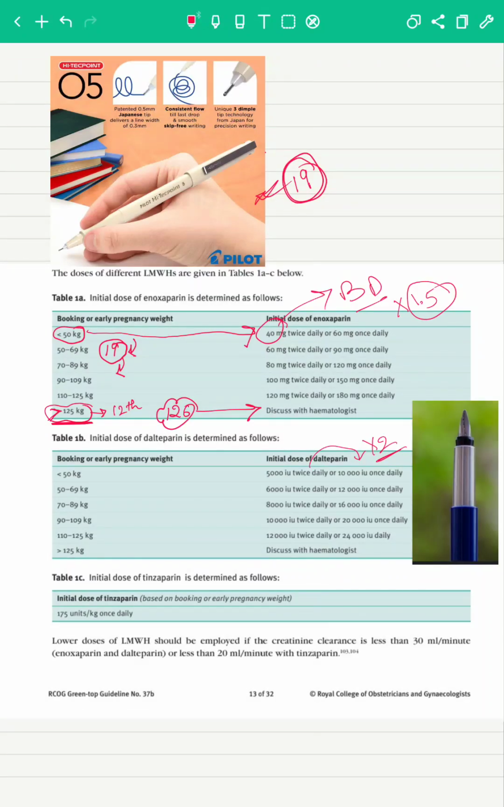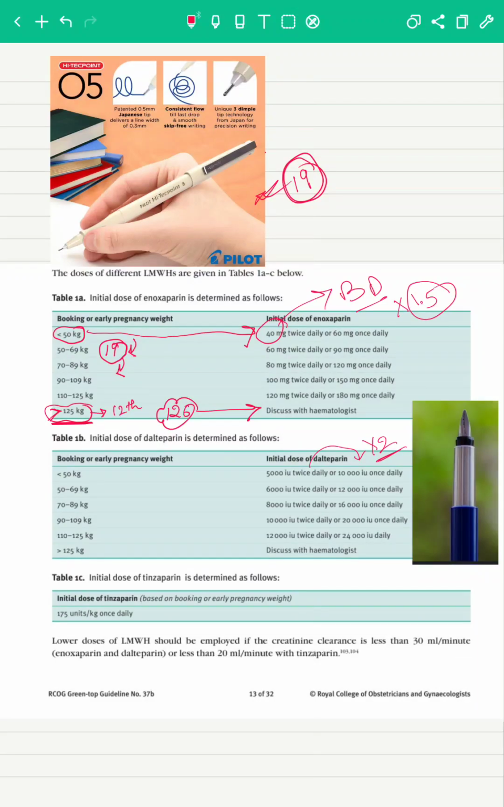So 126 is very, very similar to the fasting blood sugar when it becomes diabetic. So it is the same value, 126, where you have to discuss the patient's management at this weight with a hematologist.